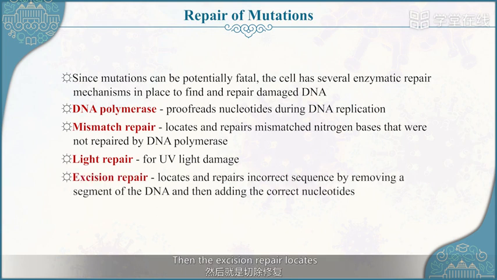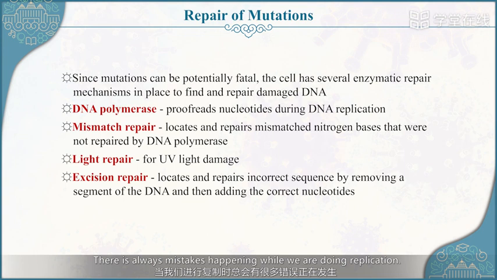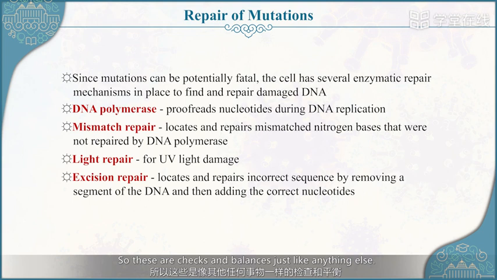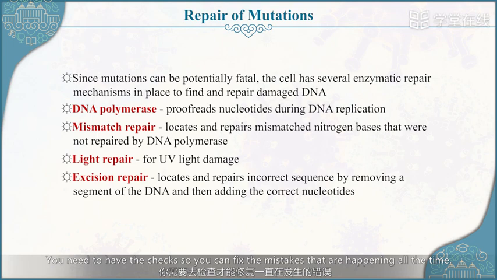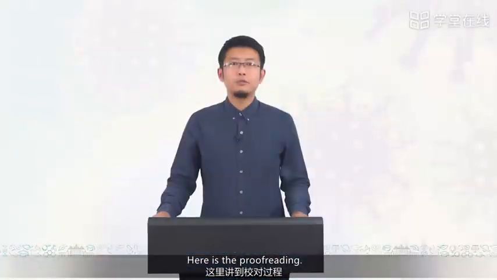Then, excision repair locates and repairs the incorrect sequence by removing a segment of DNA and then adding the correct nucleotides. So there are lots of mechanisms out there that repair DNA. There are always mistakes happening while we are doing replication. So these are the checks and balances. Just like anything else, you need to have the checks so you can fix the mistakes that are happening all the time. Here is the proofreading.